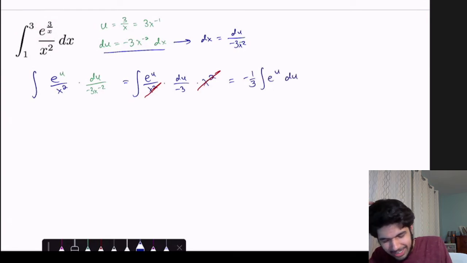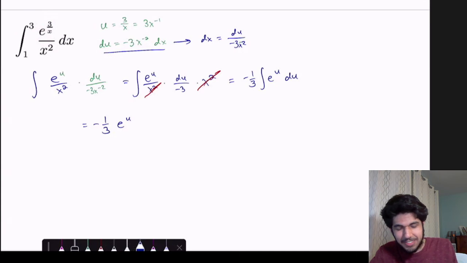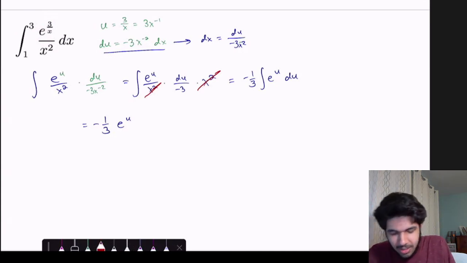We know how to do that. That's negative 1/3 e to the u, which is equal, well, but now we have to take care of the limits. I got a little bit ahead of myself. So let's solve for the limits.